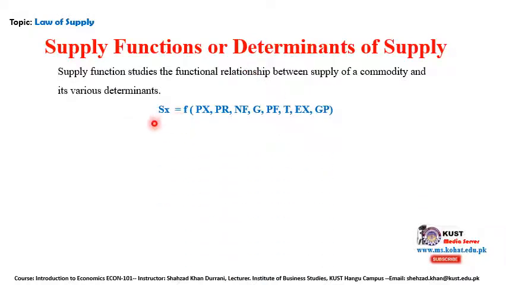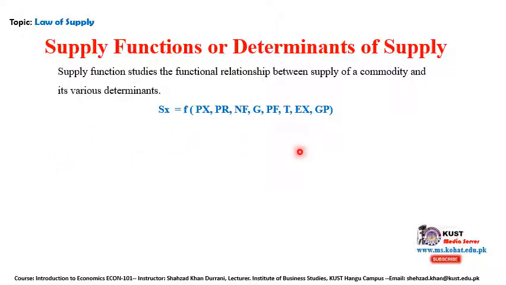So supply is a function of Px, Pr, Nf, G, Pf, T, Ex, Gp. What are they? Supply is a function of them. These are the determinants, right? It can bring change in the supply curve as well. And because of that, just remember, the supply curve is actually shifting to the right or it is shifting to the left.